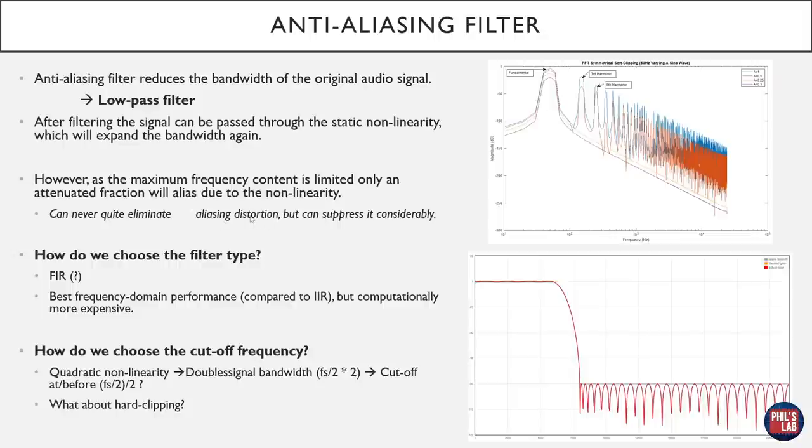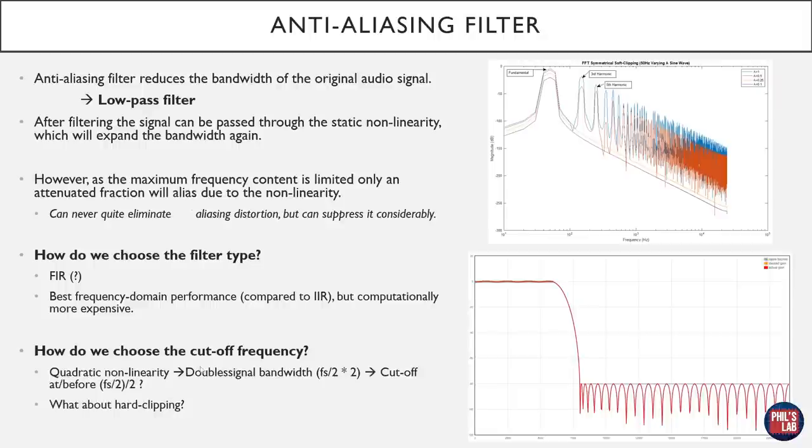Two questions. How do we choose the filter type? You could get away with maybe using an IIR if you can accept quite a level of aliasing, but I typically would go with an FIR filter. An FIR filter typically has better frequency domain performance compared to an IIR, but of course is computationally more expensive, especially if we have a lot of filter taps or a long filter.